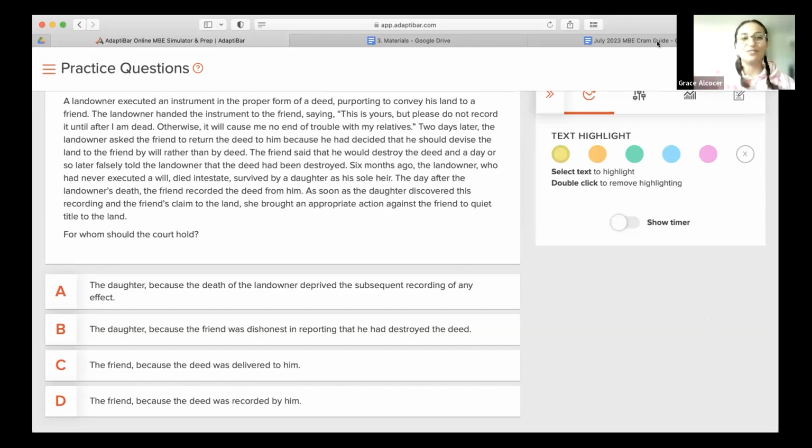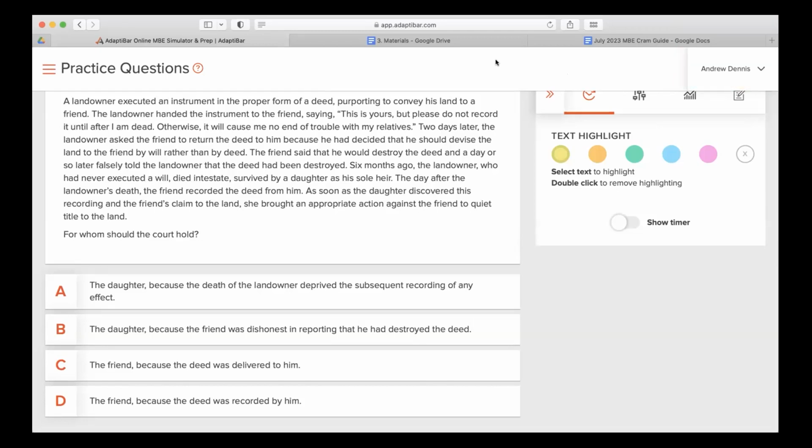I can. I chose C because once the delivery is made, it's transferred automatically. And at that moment, he gave complete control of the deed also. Yeah, I agree with you. What about B? The friend was dishonest in reporting they had destroyed the deed. You're saying like, why not B? Yeah. Because by the time he lied, the deed was already delivered, in my opinion. Sounds reasonable. Go ahead, Charlotte.